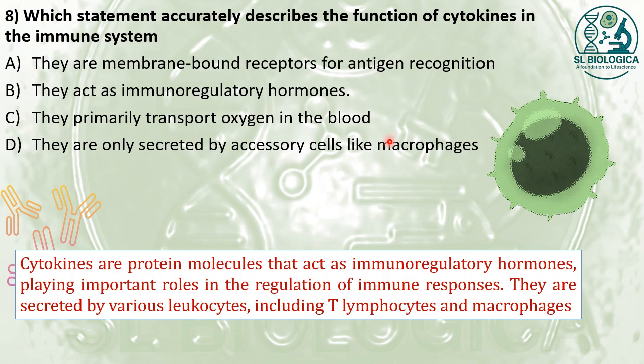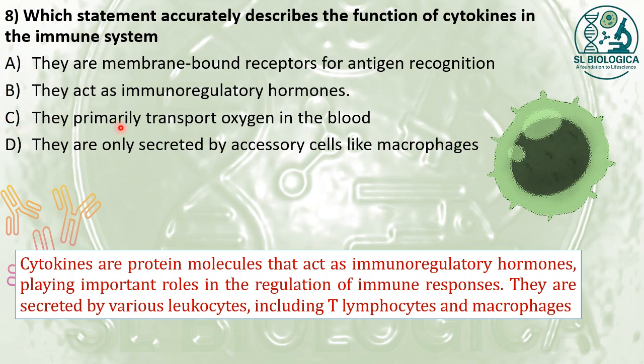So now let's look into the options. Option A is they are membrane-bound receptors for antigen recognition. Is it true? No. They are not membrane-bound receptors. They are actually hormones which are released. So option A can be ruled out. Then option B is they act as immunoregulatory hormones. Yes, they are hormones and they have the potential to regulate the immune response. So option B should be correct, right? But let's look at the other options also.